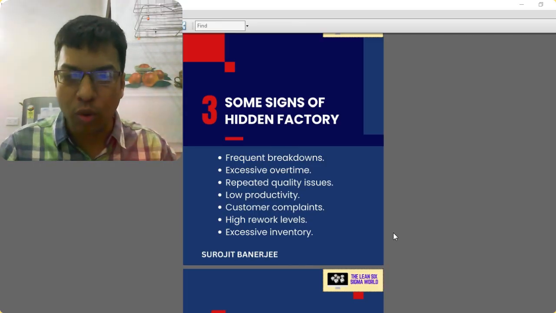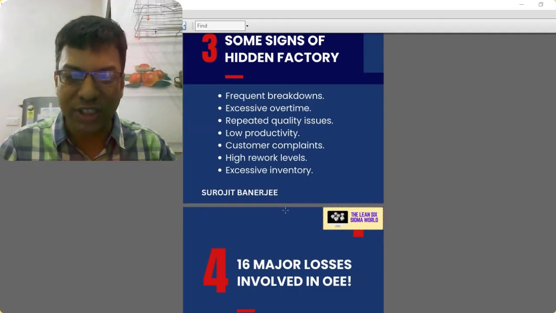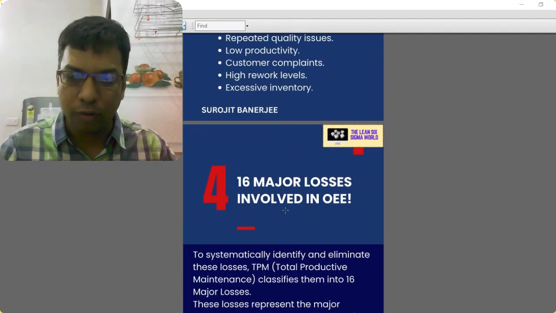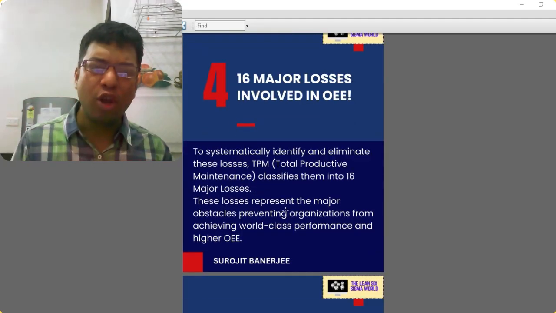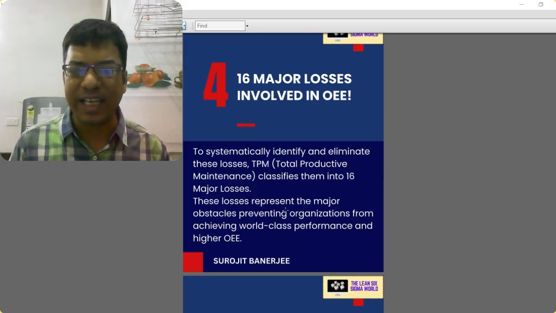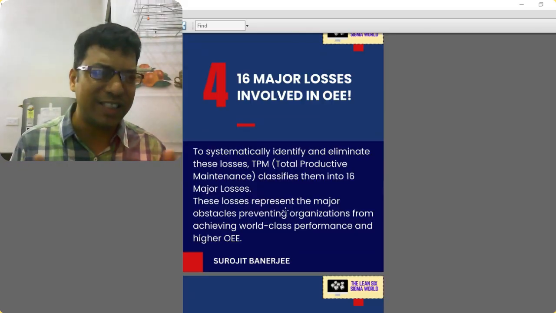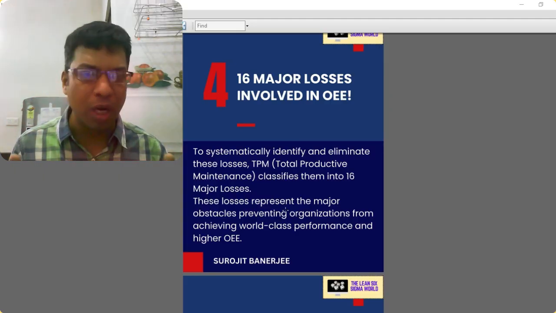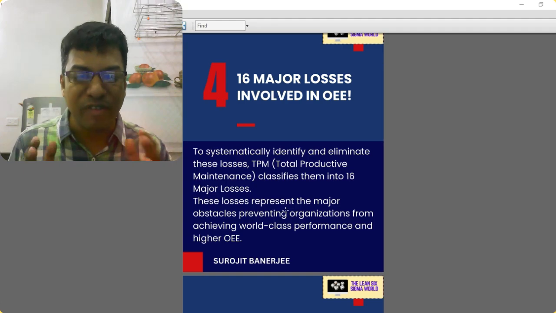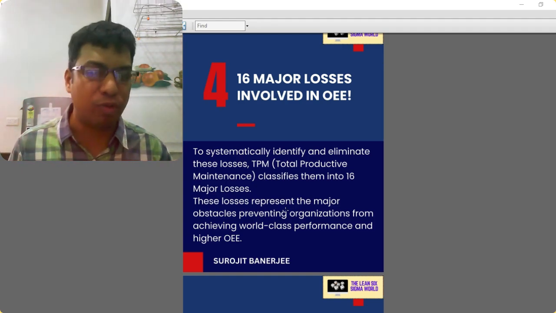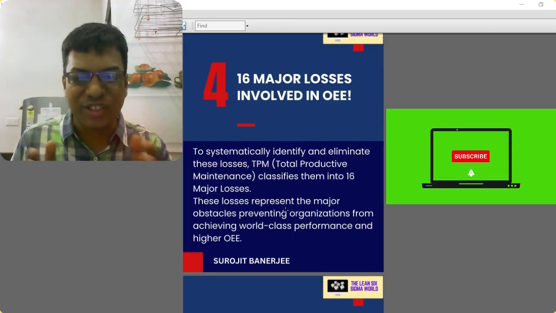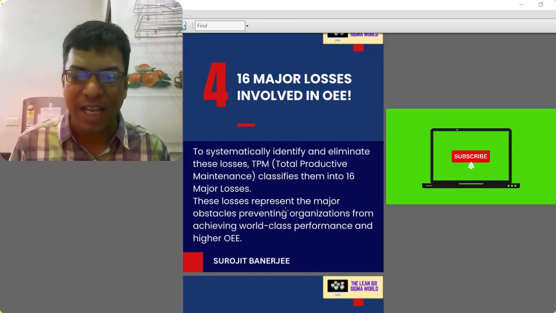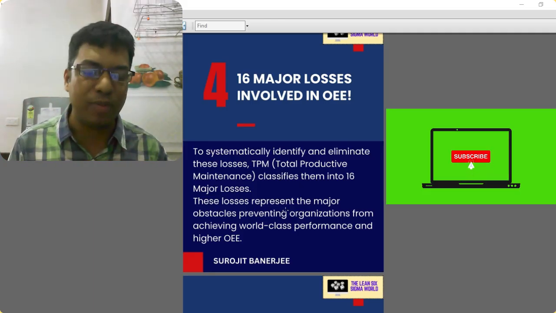Now I am moving into all the 16 major losses that are involved in OEE. First of all, we need to know that all the hidden losses are there. So TPM basically classifies them into 16 major losses, 16 major categories. TPM is total productive maintenance. Now these losses represent the major obstacles preventing organizations from achieving world-class performance and higher OEE. So these are the losses which restrict the organization from performing to its full potential.